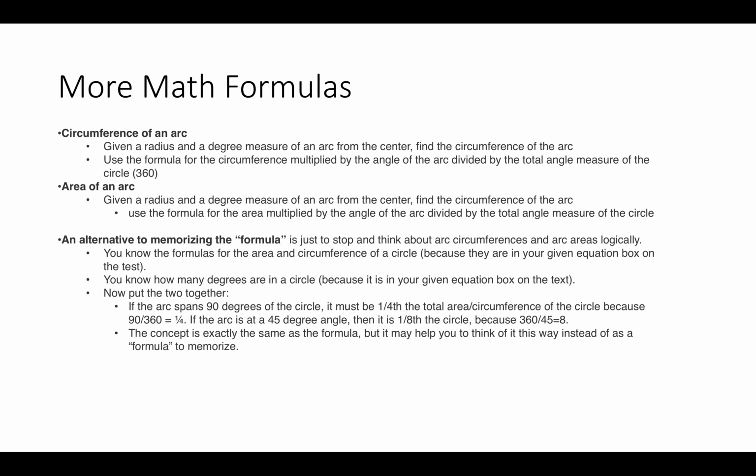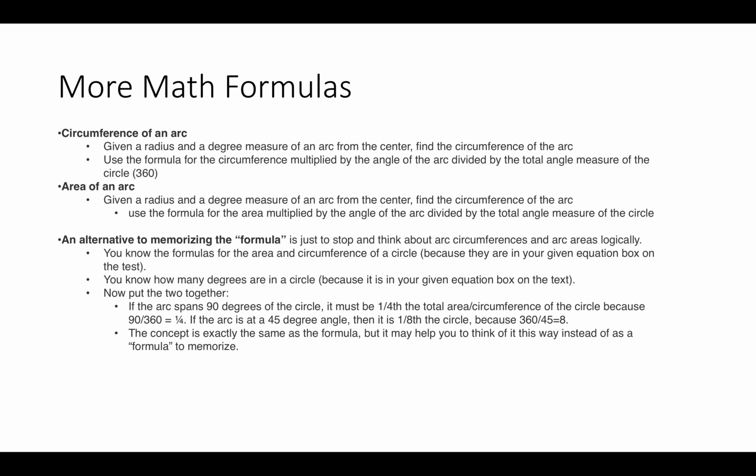So a few other things, more math formulas here. Circumference of an arc. So this arc length, what is the length of the arc? Length of the arc is just a piece of the circumference. That's all that it stands for. If you have area of the arc or area of the sector, it's just a piece of the area of the circle. So the formulas are the same for circumference, 2 pi r, and area, pi r squared.